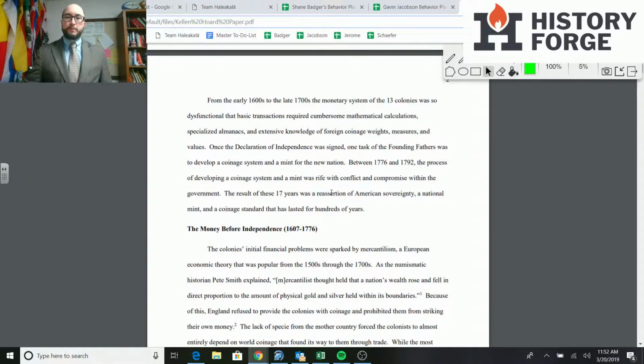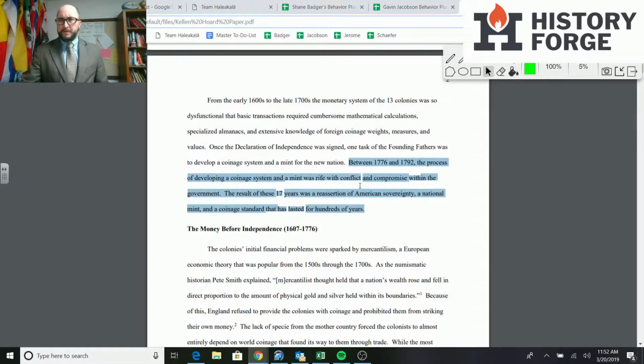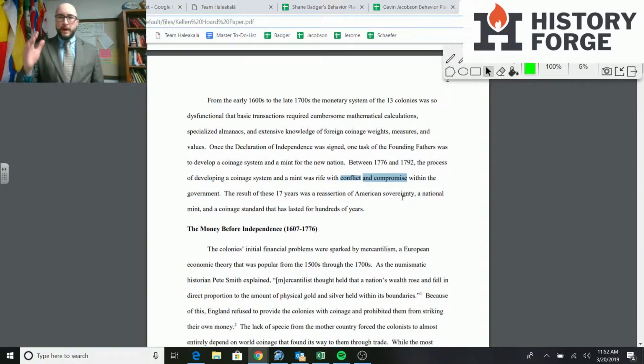And then they said the result, though, was probably a lot of compromising that resulted in a reassertion of American sovereignty. So they're basically saying Americans reasserted their ability to be free Americans. So right here is their thesis. It very clearly tells me not only the time period and the cause, it gives me an effect, and they even work in the theme. Last year's theme was conflict and compromise. So they did a great job with their thesis.